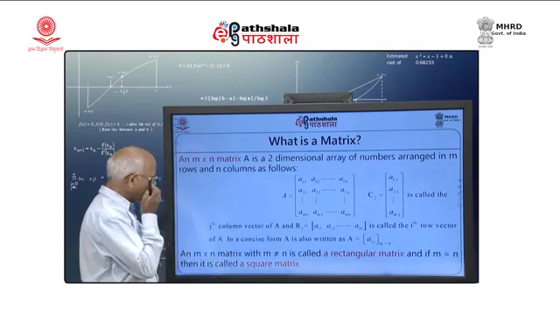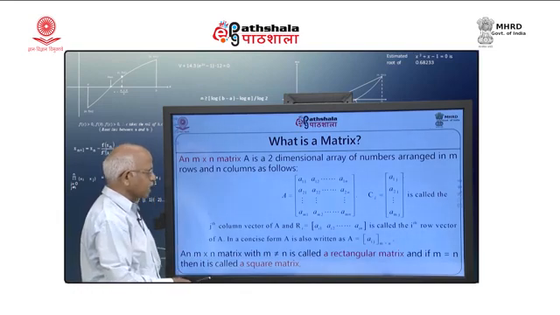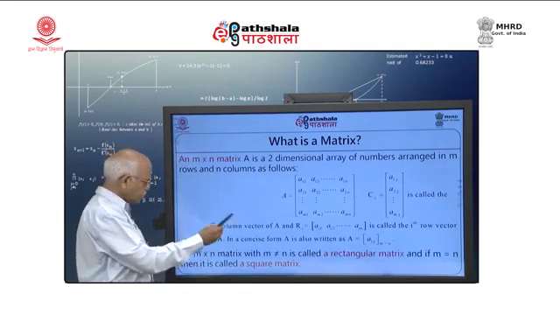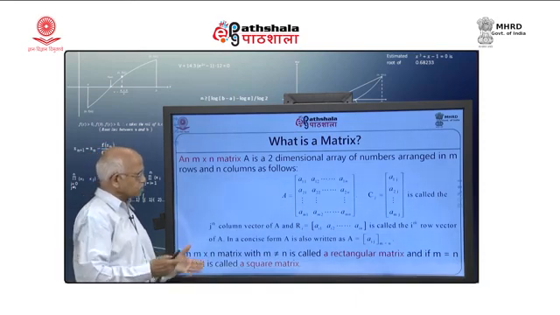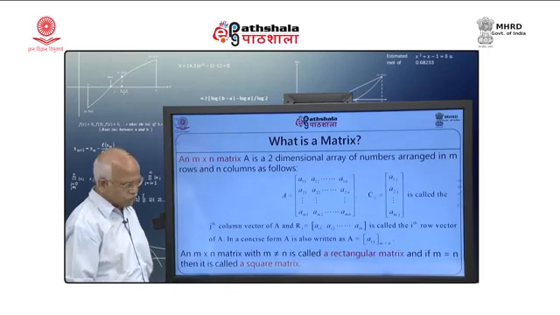An m by n matrix with m not equal to n is called a rectangular matrix, and if m is equal to n, it is called a square matrix. So m equal to n means the number of rows and the number of columns are equal, and it is a square matrix.